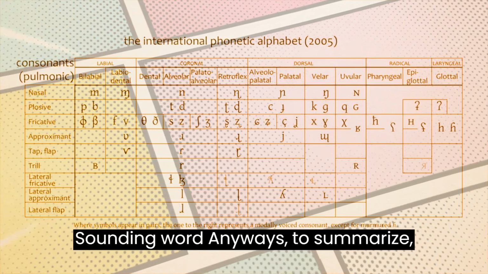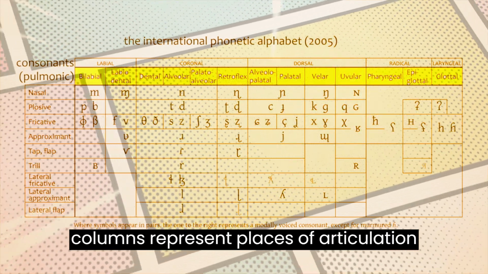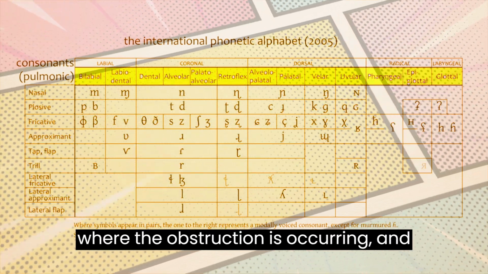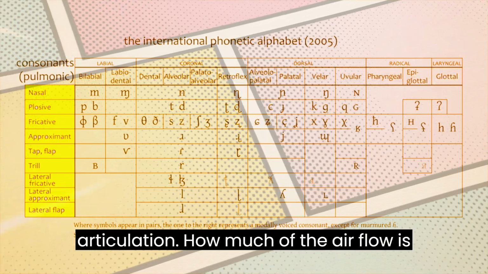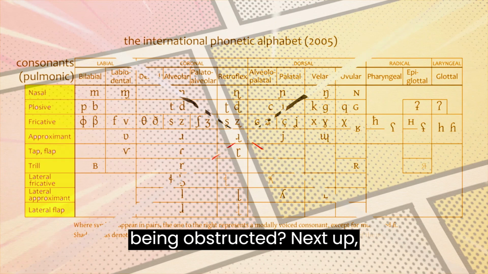Anyways, to summarise, here is the IPA consonant chart. The columns represent place of articulation, where the obstruction is occurring, and the rows represent manner of articulation, how much of the airflow is being obstructed. Next up, voicing.